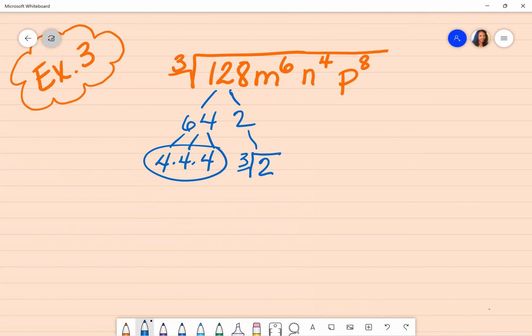Now, pay attention, because it's going to be tempting to write this as the square root of 2. You have to pay attention. That index has to come out in your answer. So if it's a cube root, you have to put a cube root.